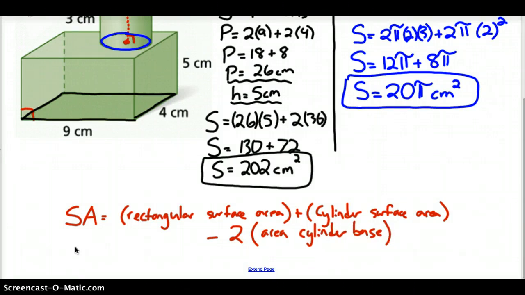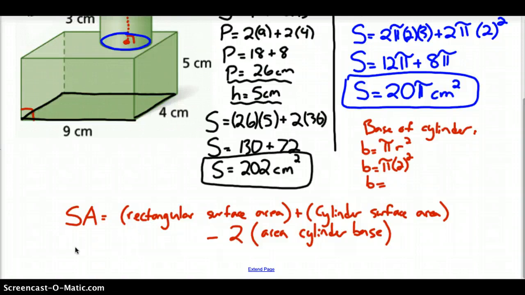Okay, and what exactly is the cylinder base? Okay, well, I'll just write this base of cylinder. Well, it's just a circle, right? So the base of the cylinder is just going to be pi times radius squared. So it's going to be pi times 2 squared, which is actually just going to give us 4, right? So 4 pi, right? So our base is going to be equal to 4 times pi.